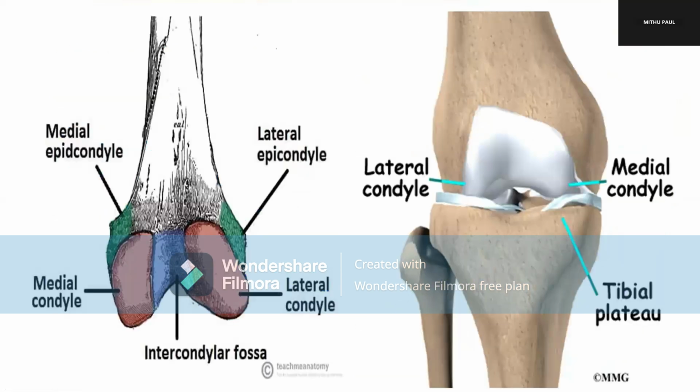Same way, you can see at the lower end of the femur, these are the two condyles. One placed medially, so this is the medial condyle. One placed laterally, so this is the lateral condyle. These are the two rounded surfaces at the end that take part to form the knee joint.